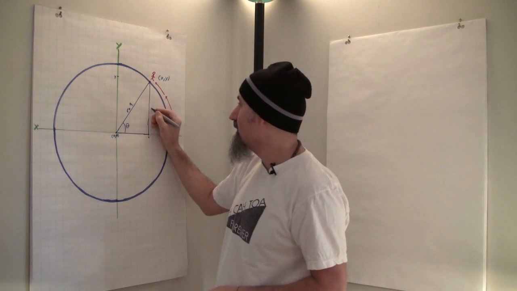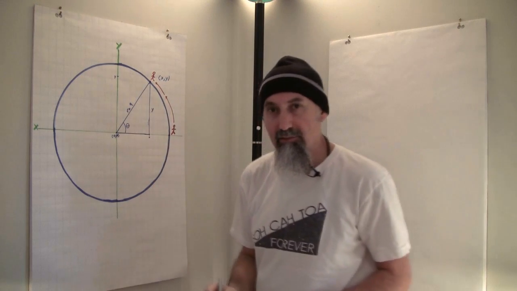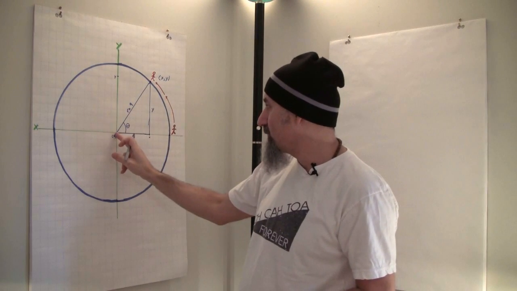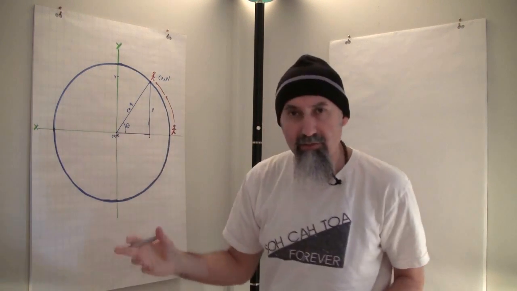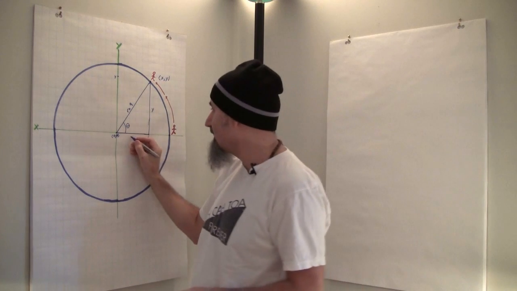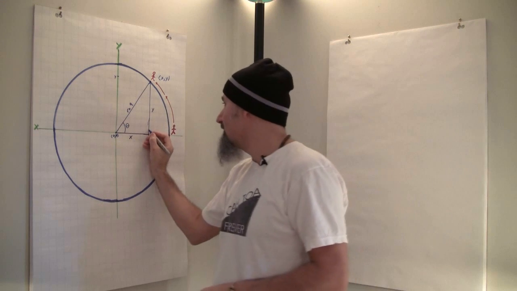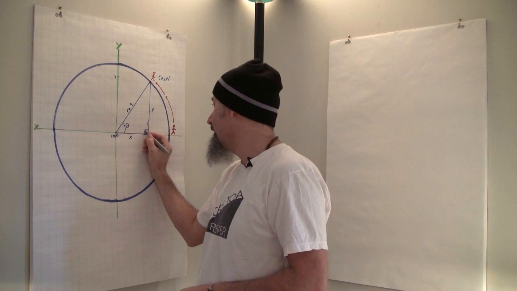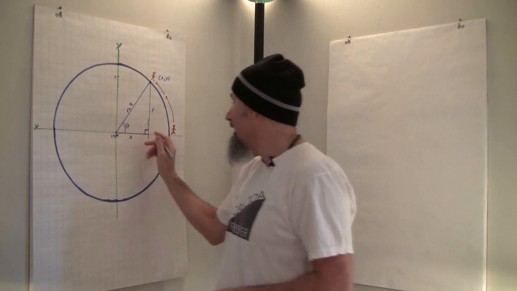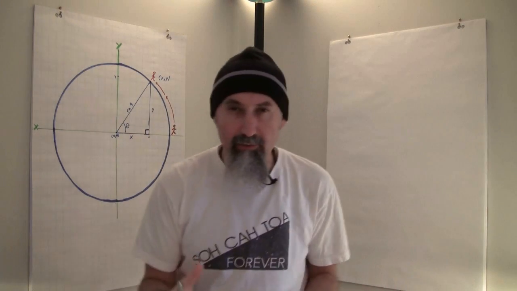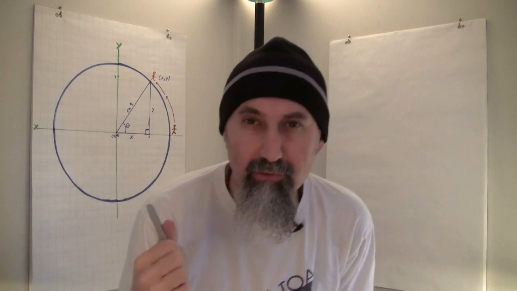So we can just call this the y distance. And the distance we've traveled from here to here is just our x coordinate, the x distance. And this gives us our right angle triangle. And this is how triangles are related to circles.